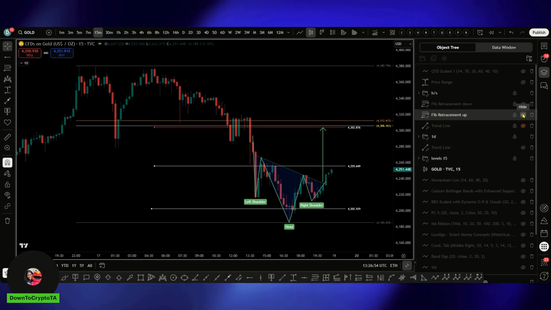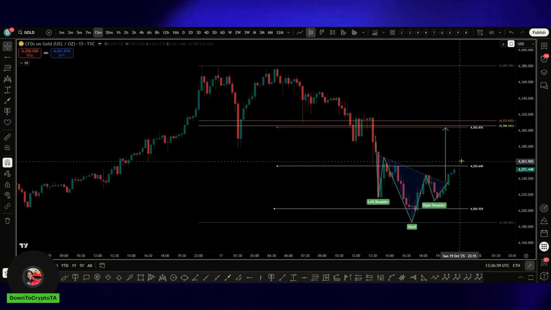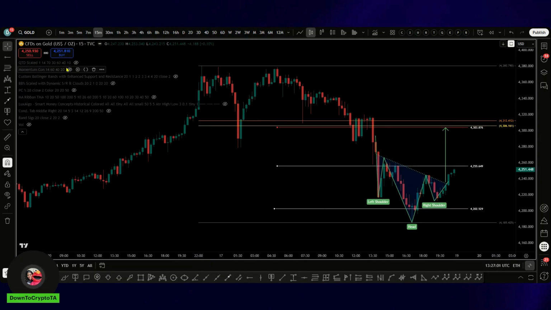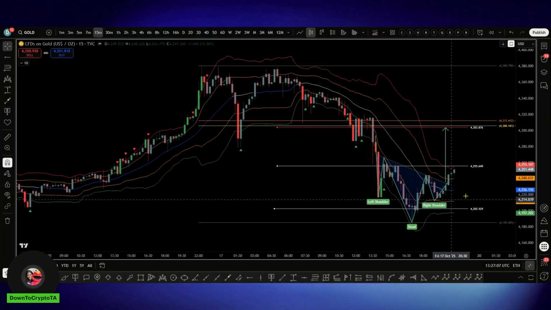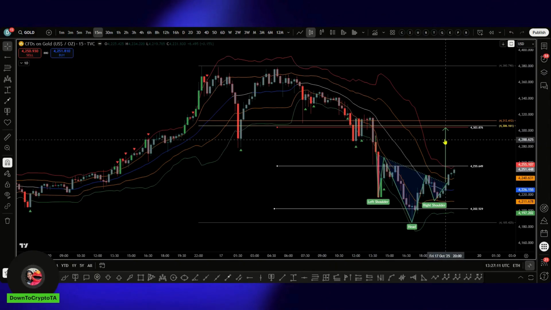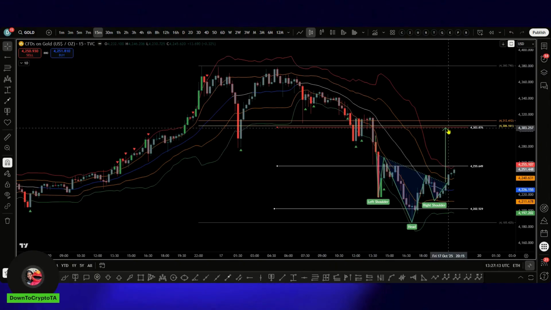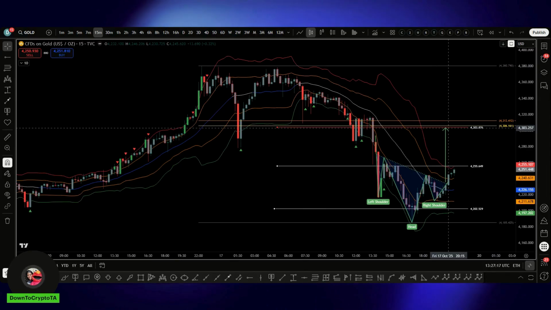Now, here, we're going to look for price to break above this 4255. What we also have is compression here from the Bollinger Bands. Inverse head and shoulders, compression, a break above 4255, and a measured move that is going to take us up towards the 4303, where the next golden pocket lines up. That's going to be your near-term upside target.